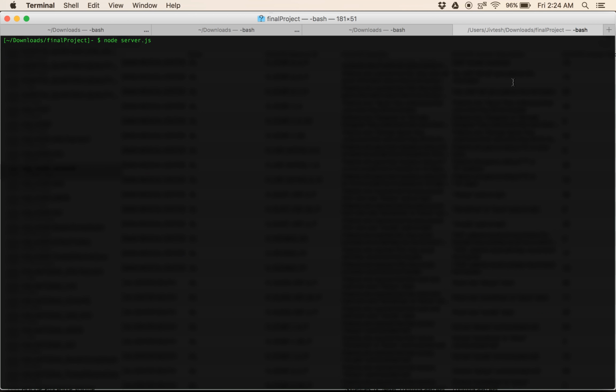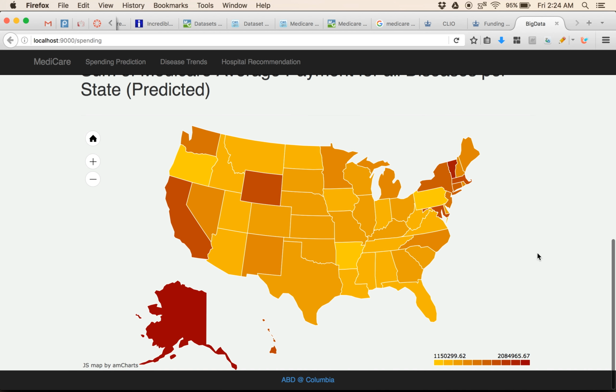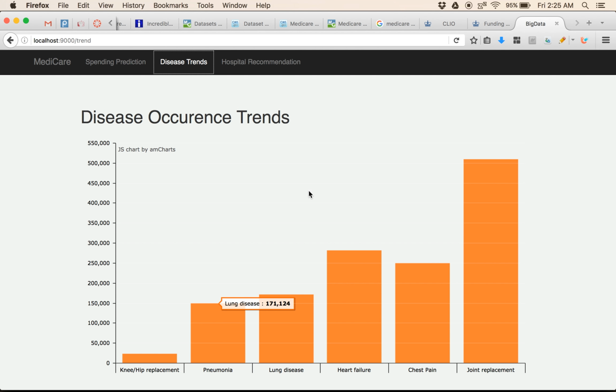And there we go. So this is the sum of total payment for all the diseases per state. As you can see, the most populous states obviously have a greater Medicare payment: California, and then Texas, Florida, New York. But on average payment, remote places like Alaska have really high average payment because of the high cost of healthcare there. Another thing that we did was run our prediction for disease trends, where we ran it with historical data for heart failure over the previous 4 years, and this is the incidence of heart failure we expect next year, and likewise for joint replacement and chest pain.